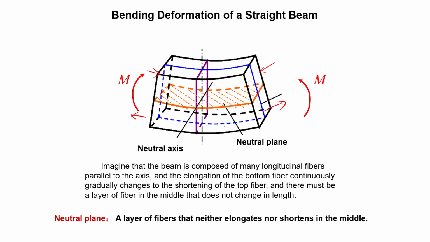This is the first picture we need to know. The neutral plane is basically a layer of fibers that neither elongate nor shorten in the middle.